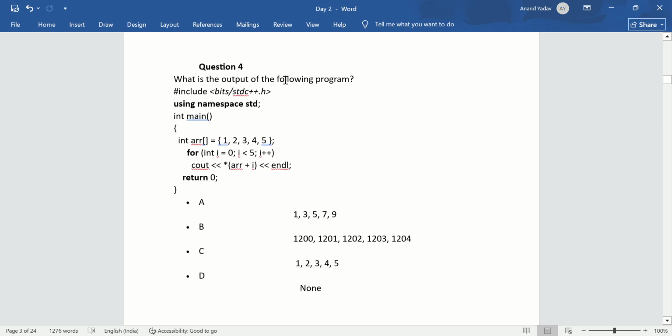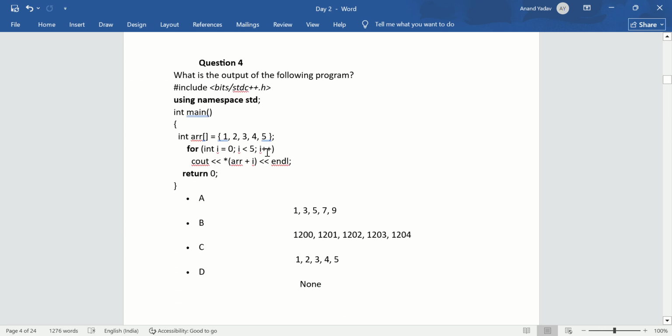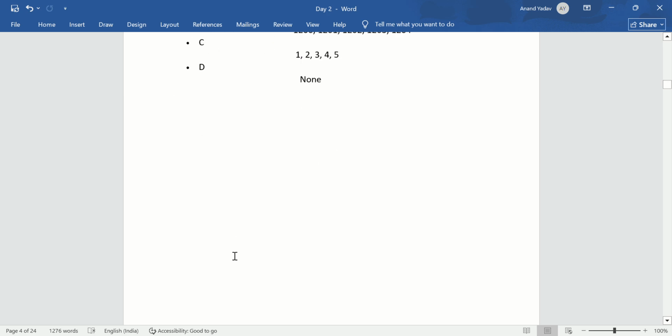Now the next question is question number 4. What will be printed by this code? It will print the address of arr plus i, for i from 0, 1, 2, 3 up to 4. That is the base address plus 0, plus 1, plus 2. So in this way it will only print the values 1, 2, 3, 4, 5. So option C is correct. Next question.